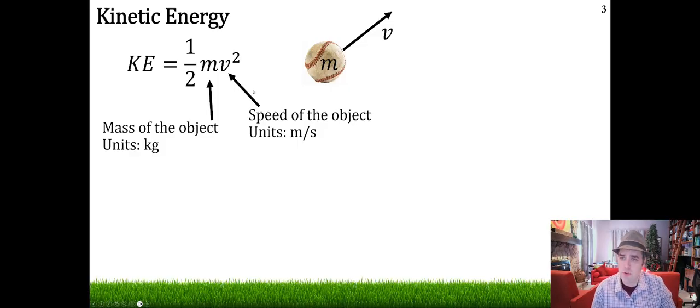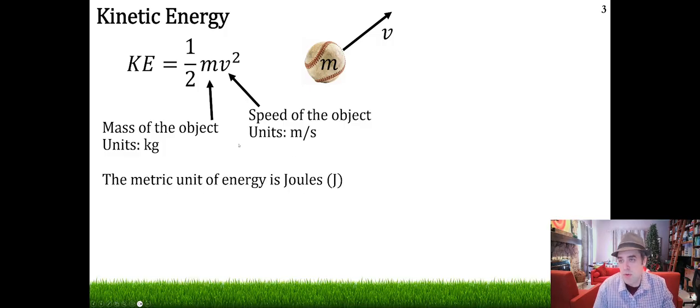Equation-wise, for kinetic energy, we have this equation here, 1/2 mv squared. M is the mass of the object, and v is the speed of the object. When you plug in the metric units here, kilograms for mass and meters per second for velocity, the unit we're going to get out is joules. So always be sure to plug in the metric units here.